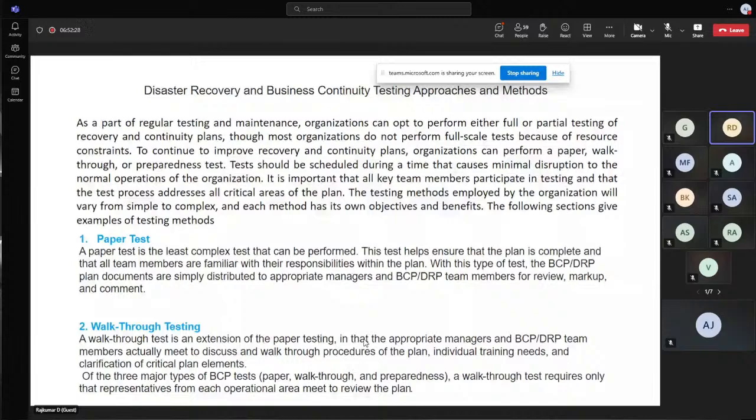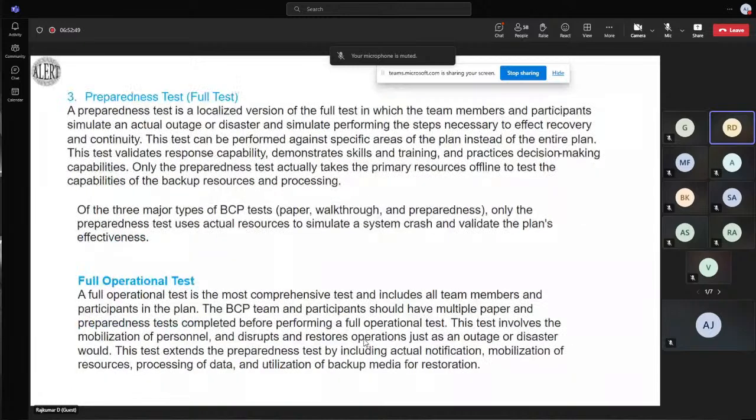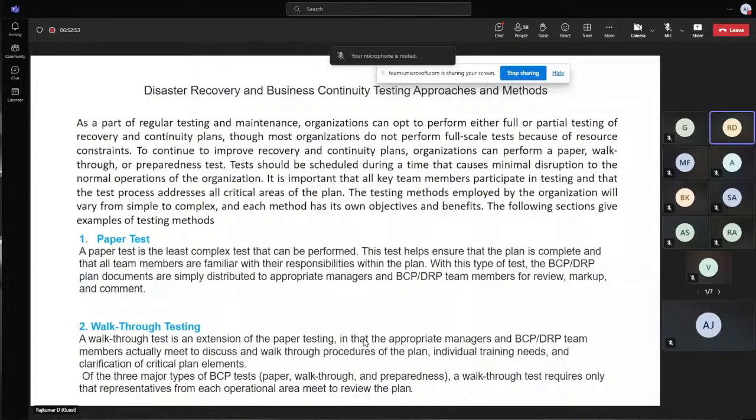Again, you call back all the appropriate people involved in the BCP to discuss, walk through the procedures, train the people involved, and clarify anything that is critical. And there is one more: preparedness, which then becomes a full test. Whether you're putting it on paper or walking through, it is a must that you are prepared.